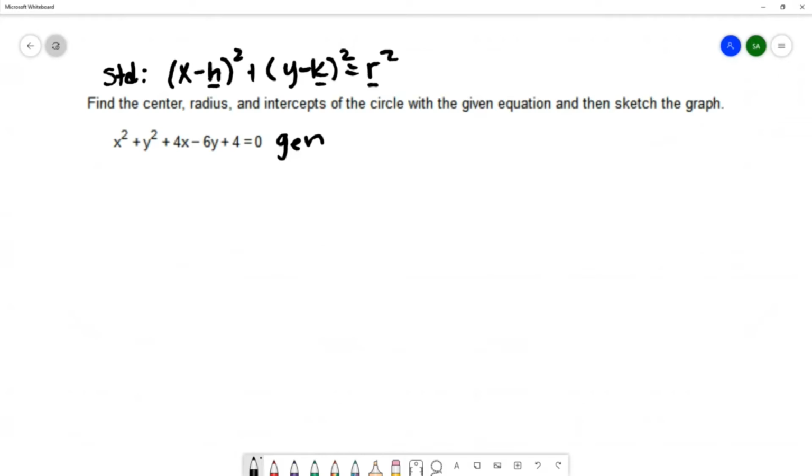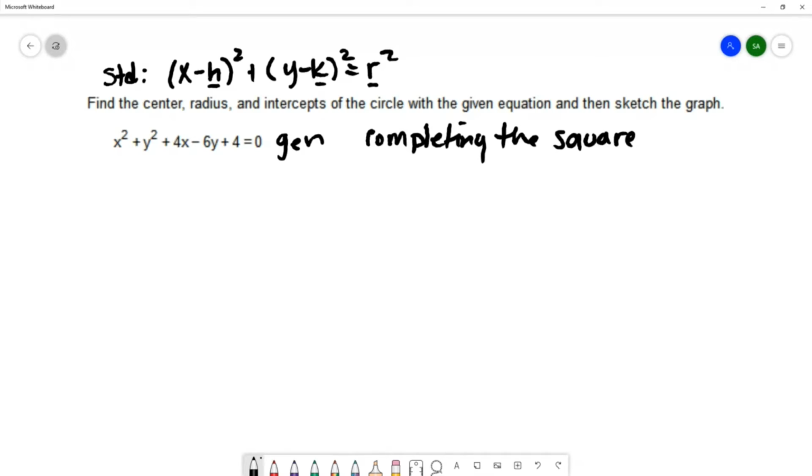So what we want to do is take our equation that's in general form and turn it into standard form. And the process that we use to do that is called completing the square. So this is the method that we're going to use, completing the square.